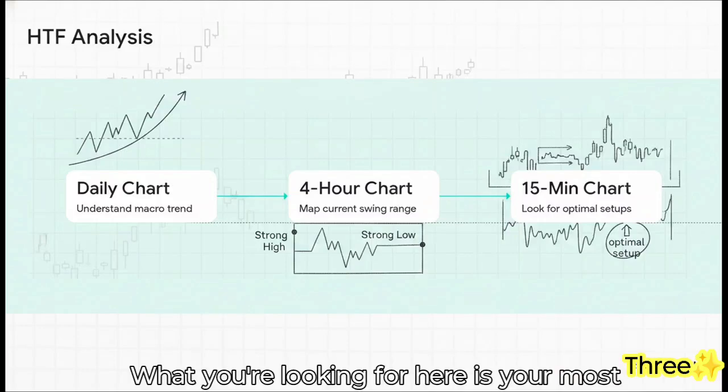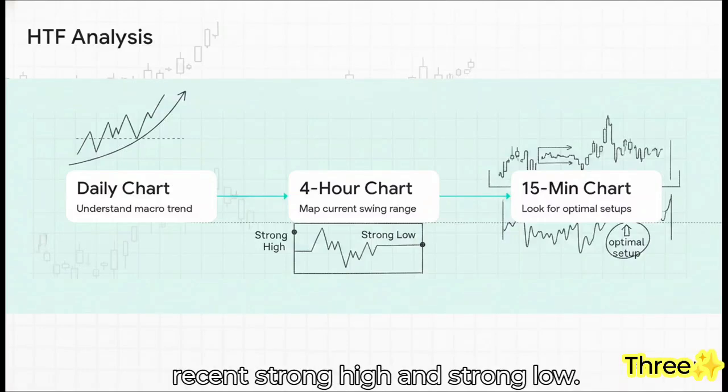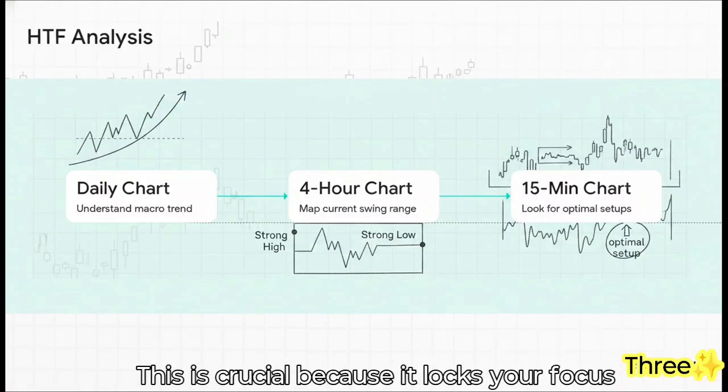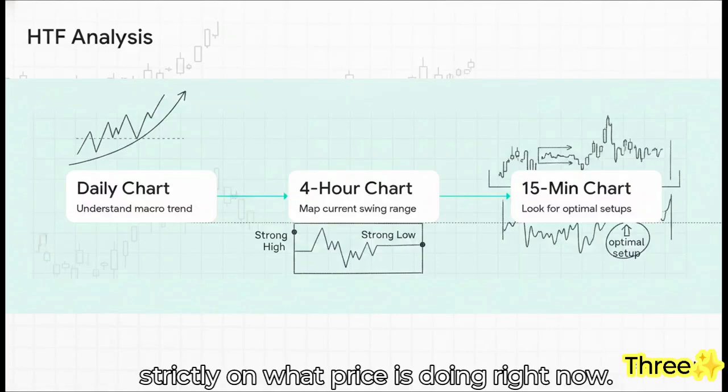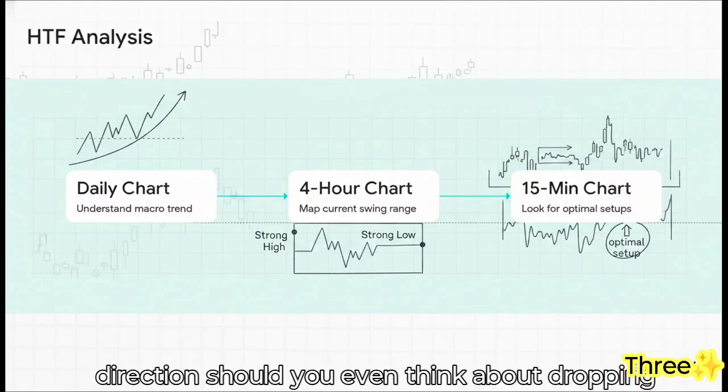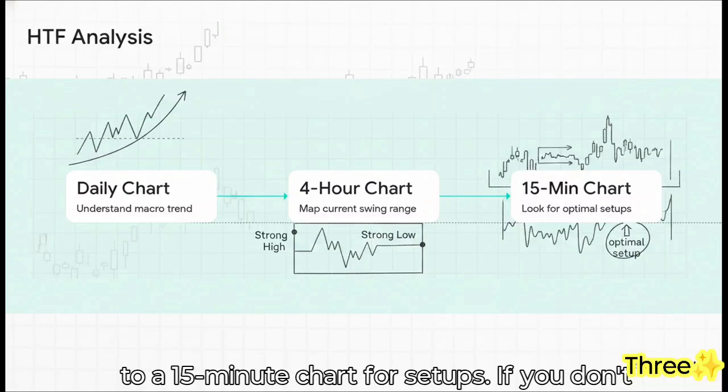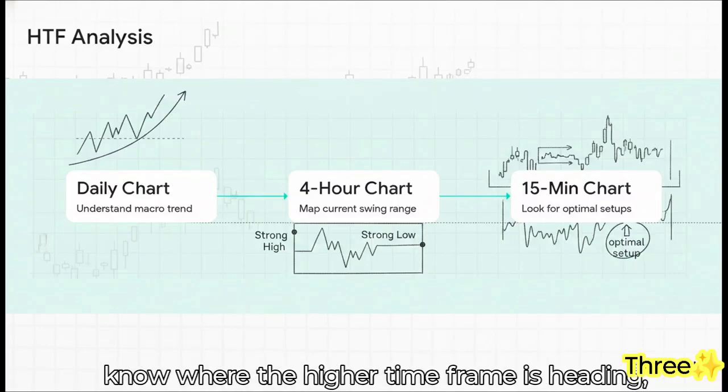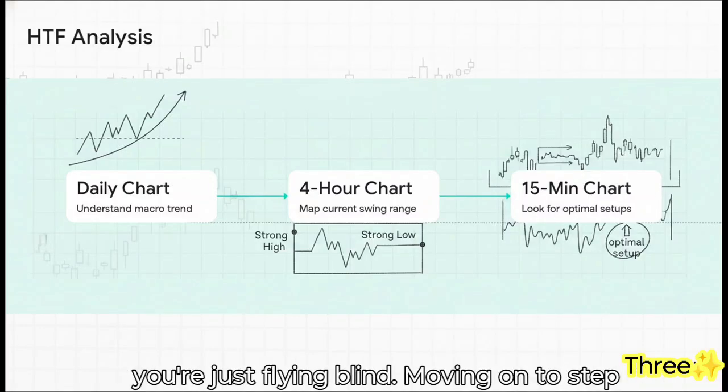What you're looking for here is your most recent strong high and strong low. This is crucial because it locks your focus strictly on what price is doing right now. Only after you've nailed down that broader direction should you even think about dropping to a 15-minute chart for setups. If you don't know where the higher time frame is heading, you're just flying blind.